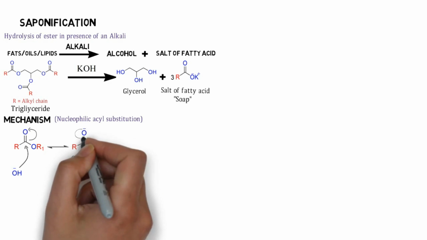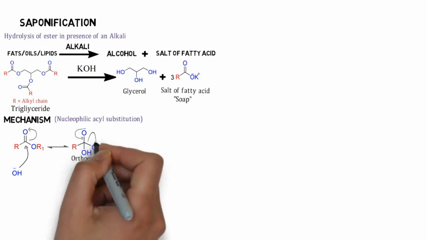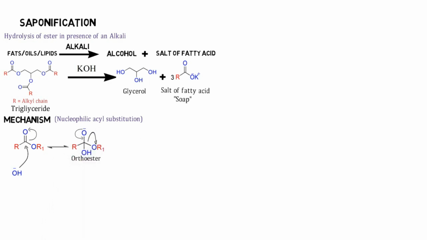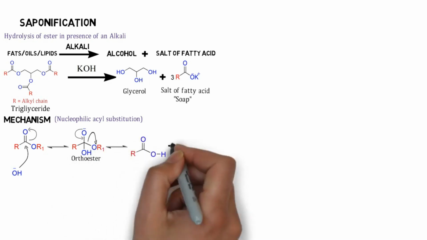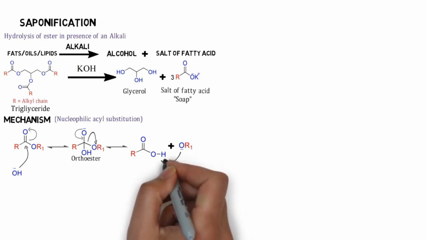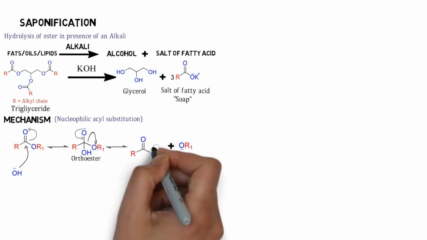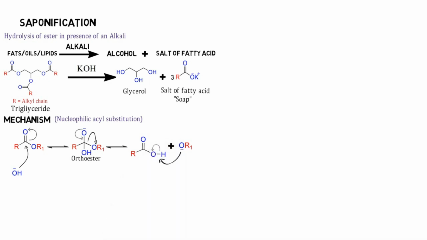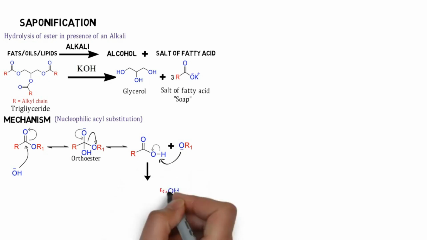In this step, the electron density moves back to carbon and expels the alkoxide anion, and thus forms carboxylic acid, which is more stable than orthoester. Alkoxide anion is a stronger base, so it immediately attacks the proton of carboxylic acid and deprotonates it, forming carboxylate anion and alcohol. Finally, this carboxylate anion reacts with the potassium cation to produce the potassium salt of carboxylic acid.